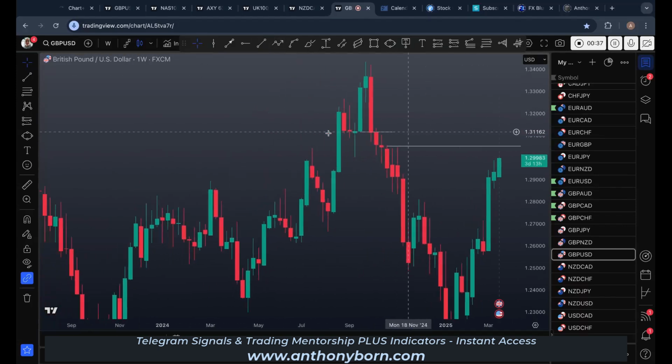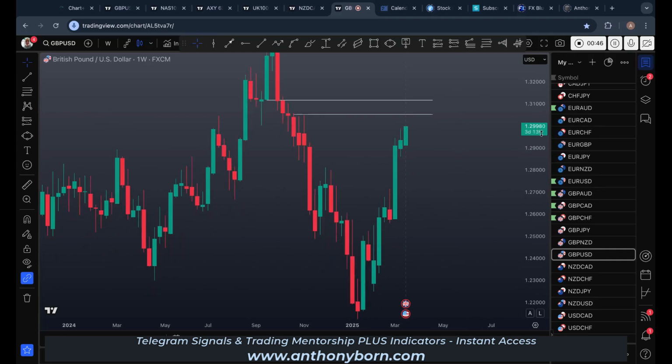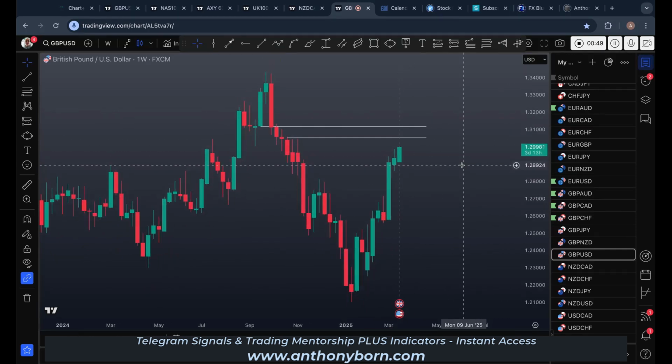If I can grab my pencil. It's having a bit of trouble with the mouse. There we go. So target 1, target 2, if this continues bullish, is pretty overstretched. It's the only thing. So be careful with this. But I mean, that's the weekly time frame.